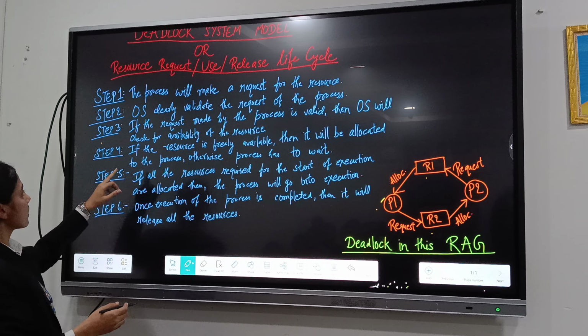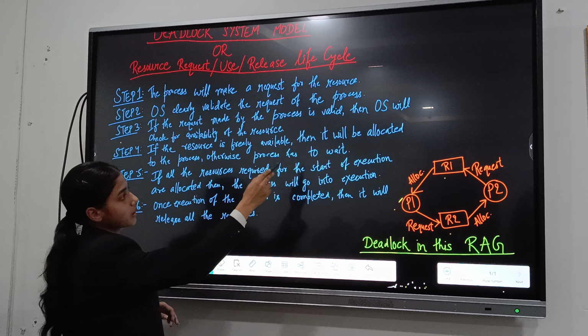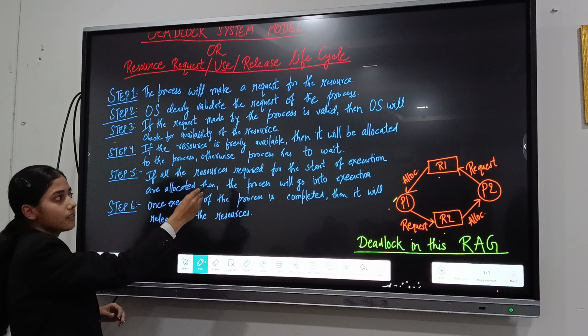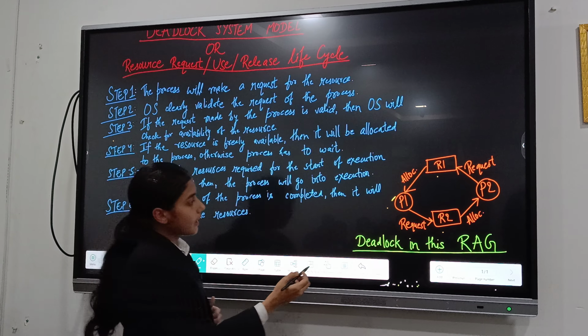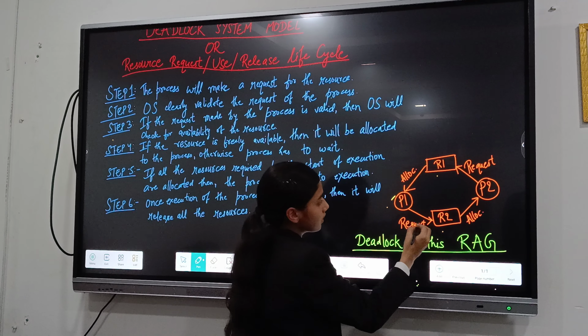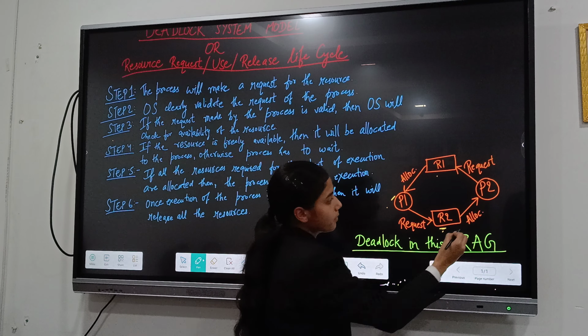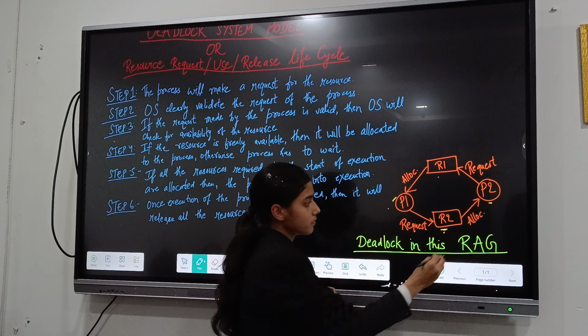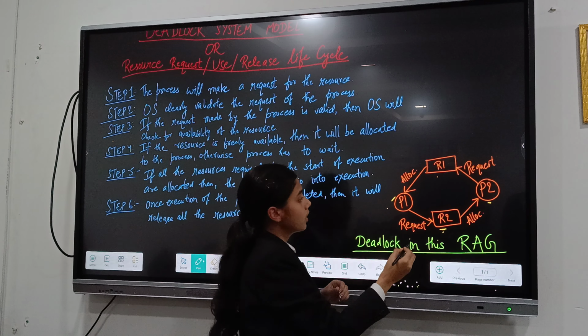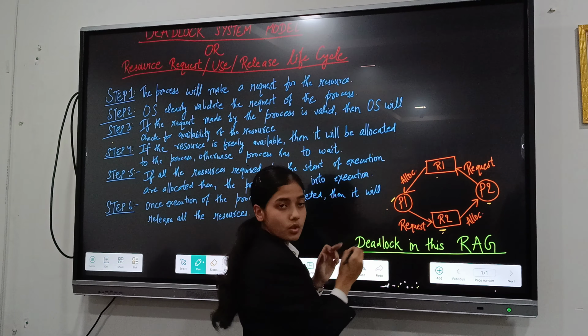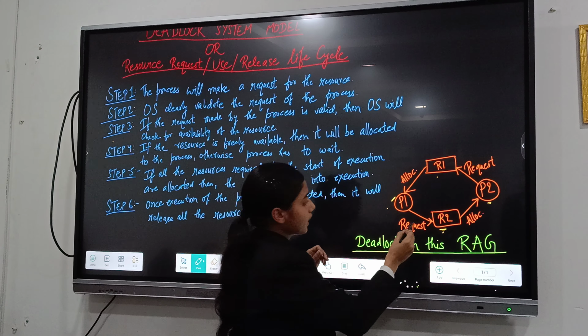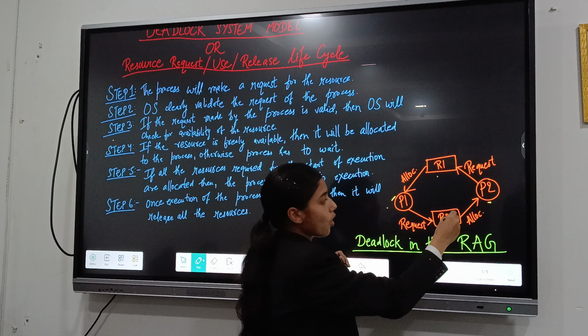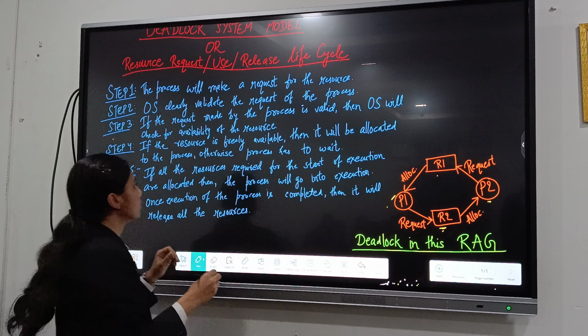Then step 4 is, if the resource is freely available, then it will be allocated to the process, otherwise the process has to wait. Like we can see here that the resource R2 is occupied by the process P2. It is allocated to the process P2, and P1 is requesting for the resource R2. So we cannot allocate it to P1 since it is already being occupied by process P2.